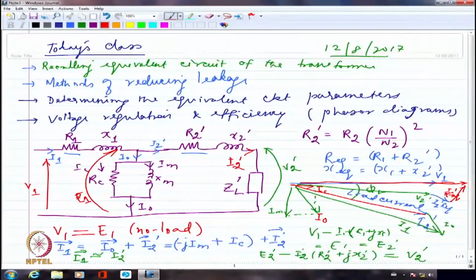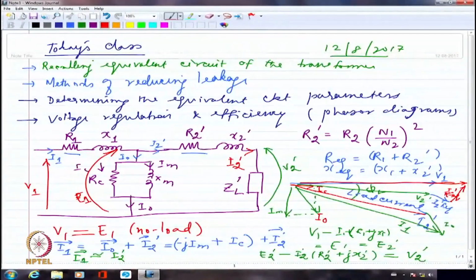So let me again recall the phasor diagram step by step because I have made a little bit of modification here and there. First of all, we drew a voltage which is the applied voltage, V1. From there, we first drew the no load current. The no load current has two components. One is the core loss component of current which is in phase with the voltage. The other one is the magnetizing current which is at 90 degrees. Although it doesn't look like 90 degrees in the figure I have drawn, it should be exactly at 90 degrees. When we add these two, we are getting the no load current.